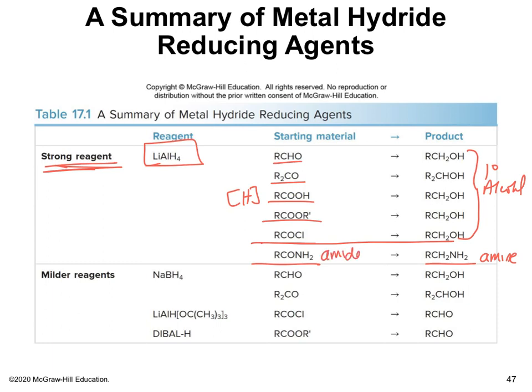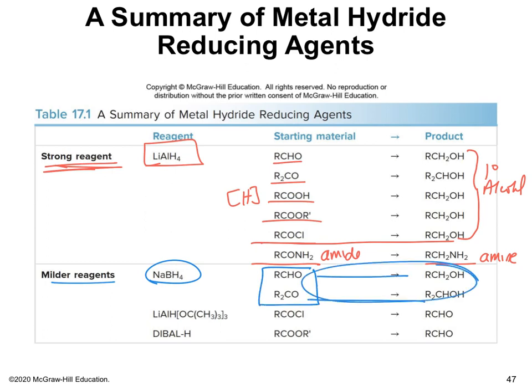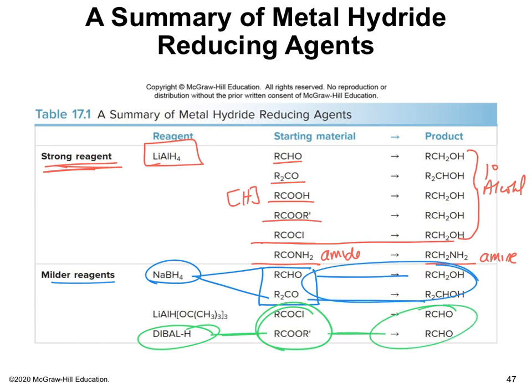Now, mild reagents are sodium borohydride. Sodium borohydride will only do aldehydes and ketones and will go to their alcohols. Sodium borohydride does not do acid chlorides or esters. You have to use pretty much DIBAL-H, and you're going to go to the aldehyde.